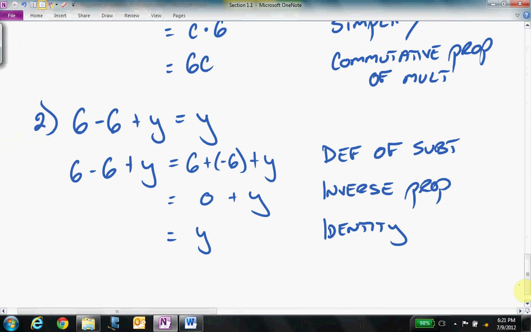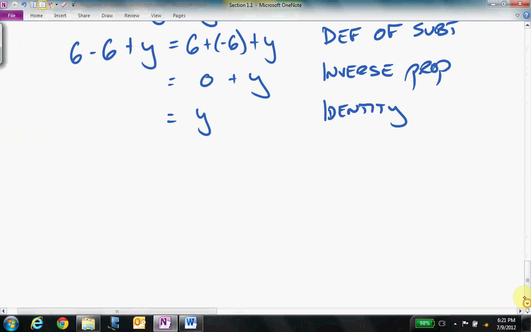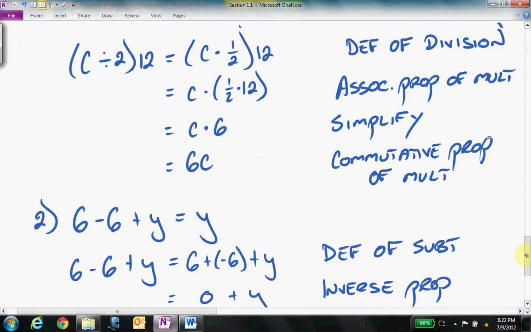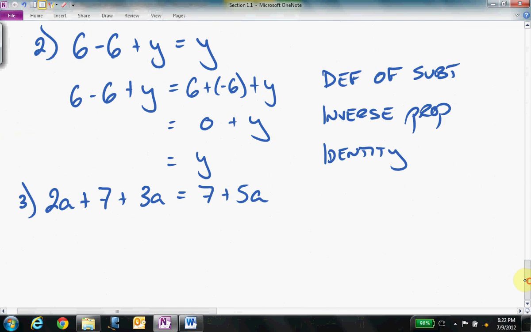So we'll do one last one. Alright, so number 3. We'll take a look at the problem. 2a plus 7 plus 3a. That's got to equal 7 plus 5a. So on the right side, what we're trying to prove is no longer just one term, we've got two terms, 7 and 5a.